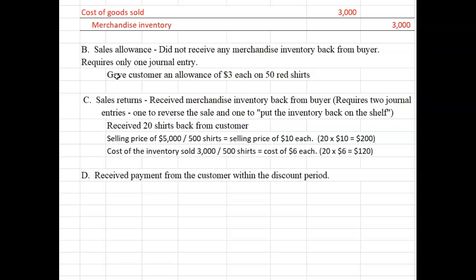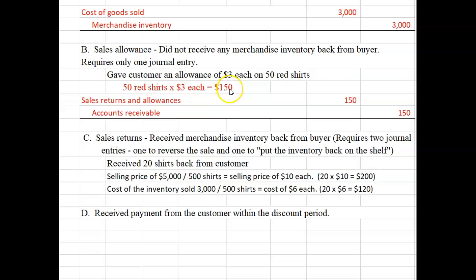See if you can record that journal entry. Start the video again to check your answer. The amount of the allowance is $150. That's 50 red shirts times $3 each, which is $150. The seller will debit the account called Sales Returns and Allowances, a contra revenue account, for $150, and will credit accounts receivable because the seller is telling the buyer that they don't have to pay this $150. So it's a reduction in accounts receivable from the seller's point of view.